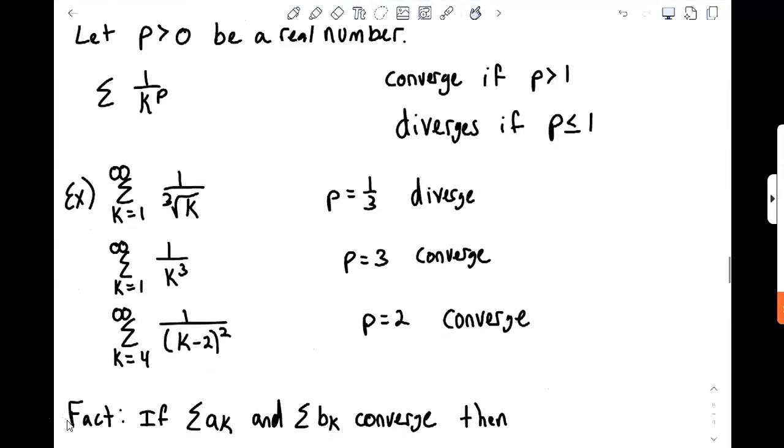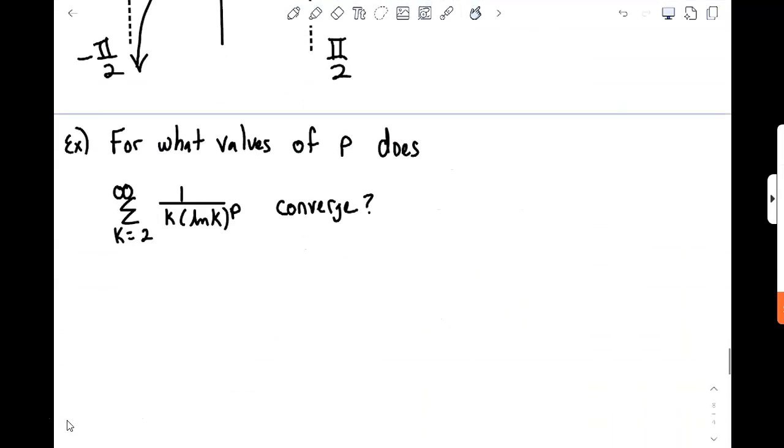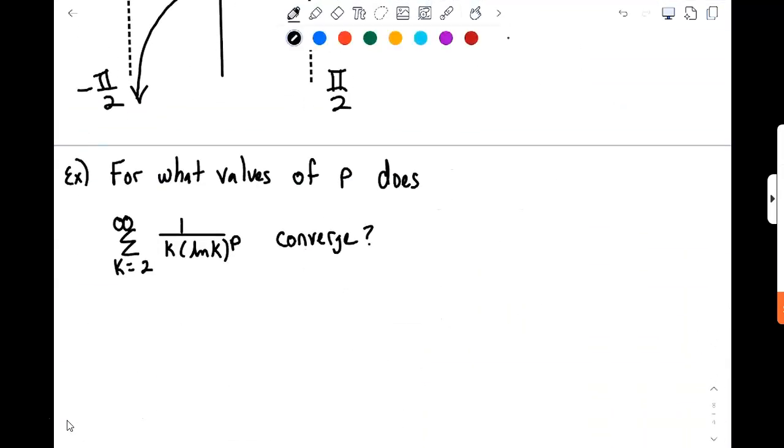So that thing diverged. So we know that when p equals 1, this is going to diverge. That much we know for sure. That case where p is equal to 1, it is going to diverge. Okay, so we know that much. But what about other values of p?